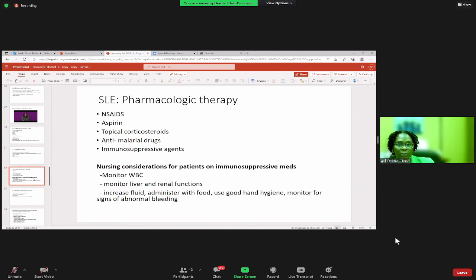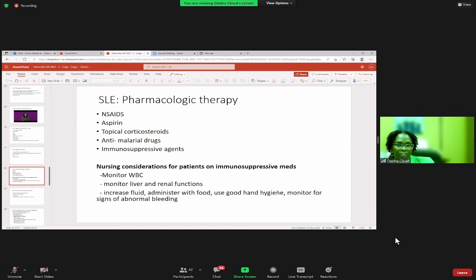The topical corticosteroids treat your skin lesions. And of course, with your immunosuppressants, patients have an increased risk for infection. So while on methotrexate, you want to monitor renal and liver functions, and also monitor their input and output, right? Because if it affects the kidneys, it affects their output for sure.